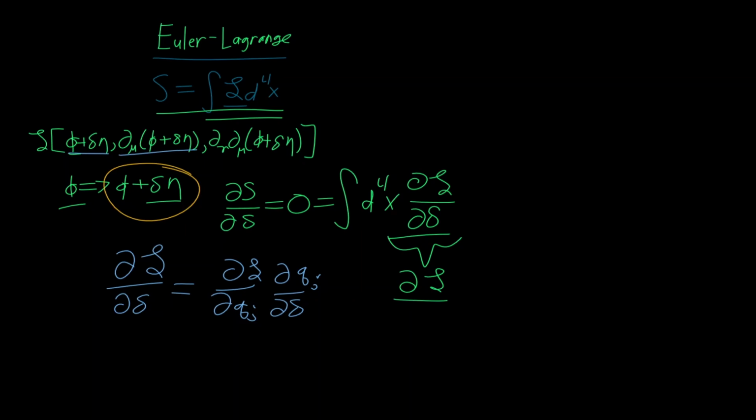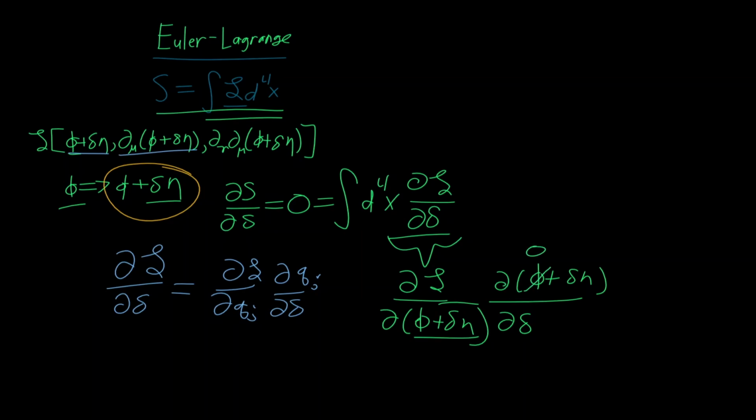And as we just said, that's partial and then phi and then plus delta nu. And then we're going to have the derivative of this right here, phi plus delta nu, and then with respect to our delta. But we're assuming that the function that minimizes this isn't actually a function of delta at all. So this right here is just going to be 0. And the partial derivative of delta nu with respect to delta, well, that's just going to be nu itself.